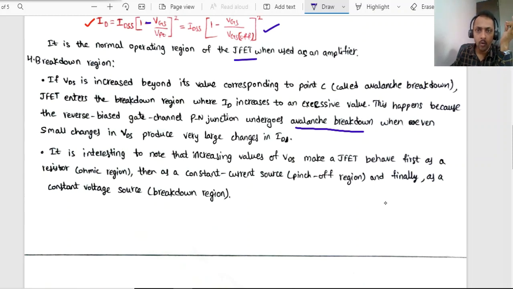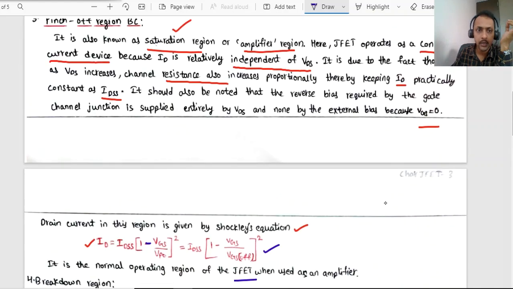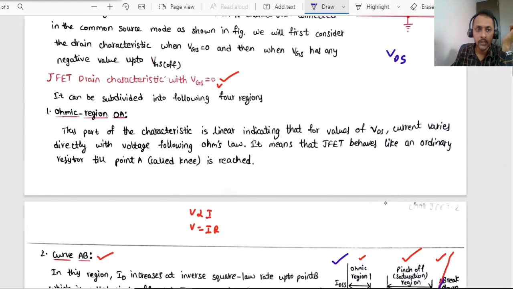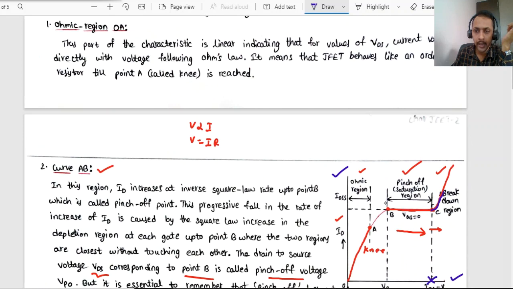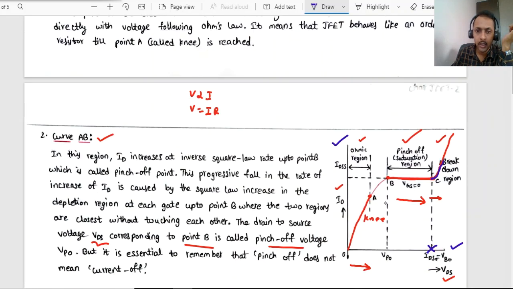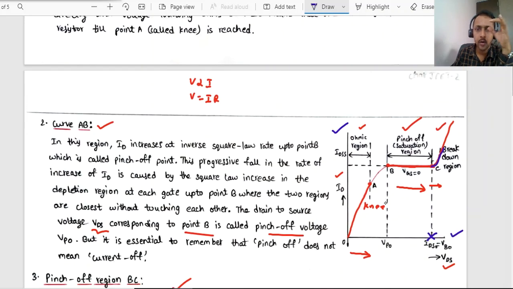Now these are the 4 different modes of operation. Dear students, I repeat again. One is the ohmic region, O to A is called the ohmic region. In A to B, it is not linear, right? It is increasing in the form of an inverse square law rate up to the point B.